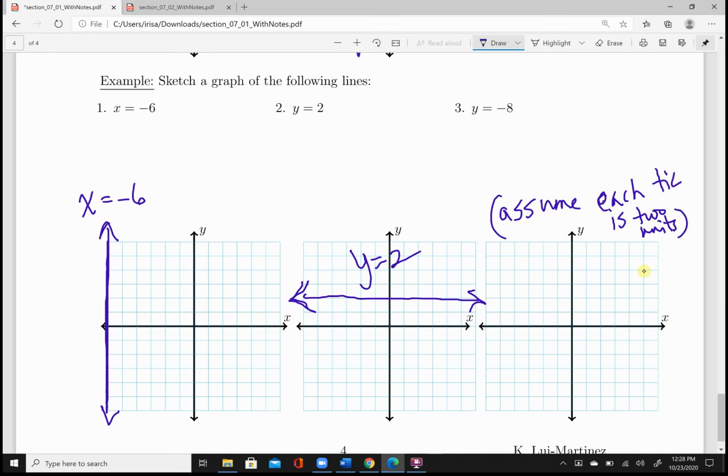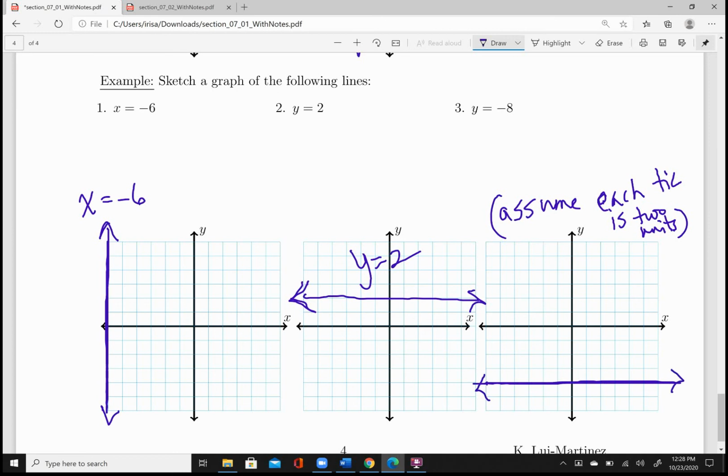So keeping that in mind, let's go ahead and do, what is it, horizontal or vertical line? Well, it's y equals some number, so it's going to be a horizontal line at -8. So let's say that this first tick mark is -2, -4, -6, -8. So it would be right there, like so. And that's all you really need to do.